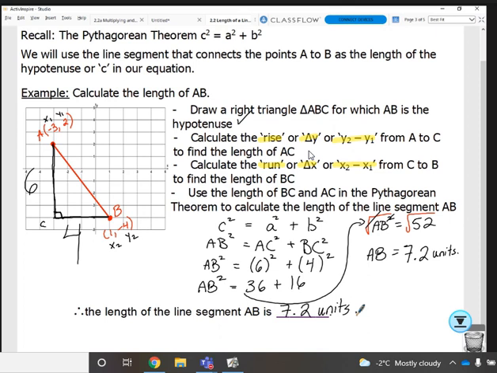Not too shabby. How do we feel about that? Does that feel all right? Pythagorean theorem? Okay.